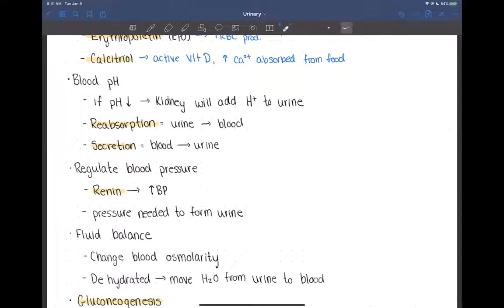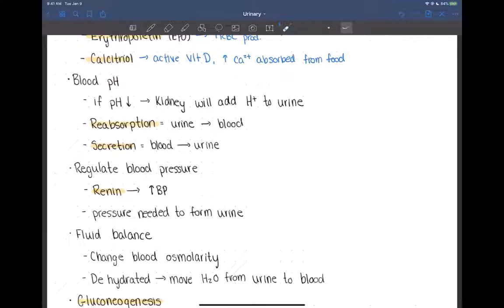And we're going to see these two terms over and over again. If something is taken from the blood and added to the urine, that is secretion. And if something is taken from the urine and put back into the blood, that is reabsorption. So lots of nutrients that you want to keep, your kidneys will reabsorb, put back into the blood, like glucose and amino acids. And then secreted things, a lot of these waste products we talked about, as well as hydrogen ions, are going to be secreted.